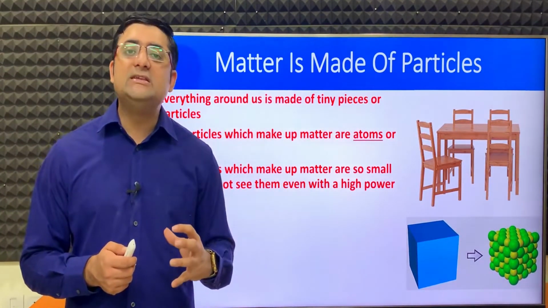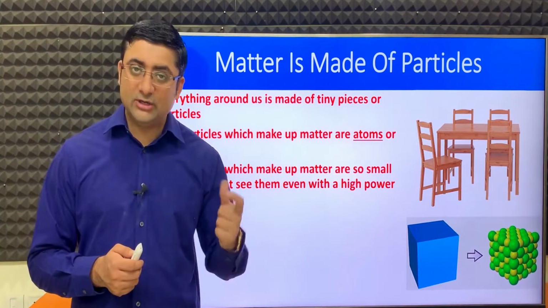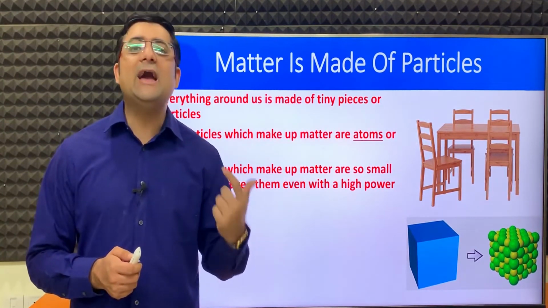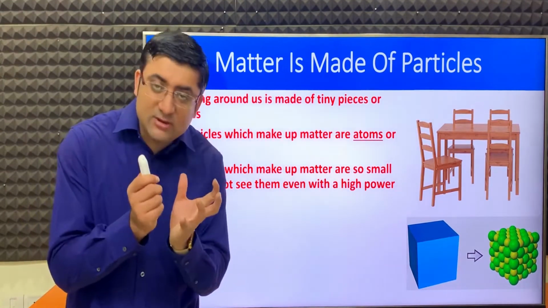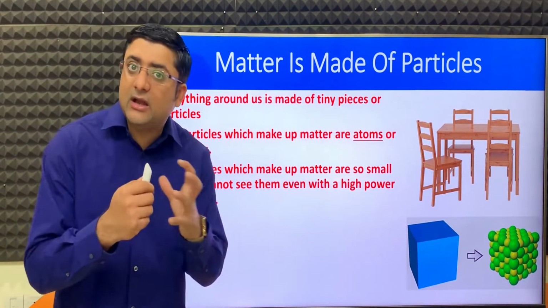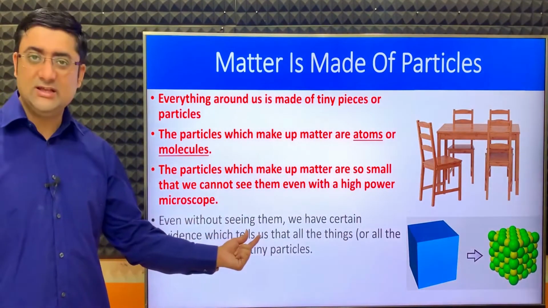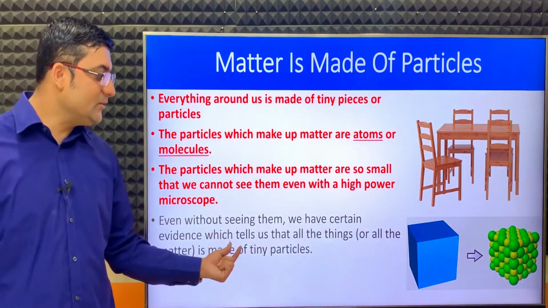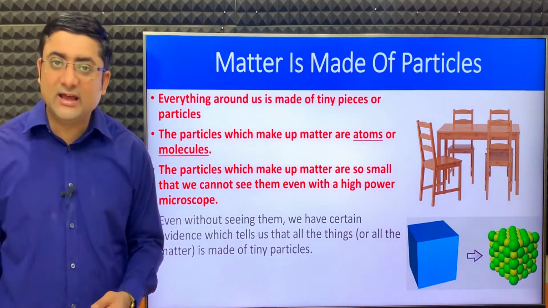So we'll see basically two things. One is diffusion and the other is Brownian motion. So experiments on diffusion and Brownian motion tell us two things, guys. One, matter is made up of extremely small particles, and second, these particles are continuously moving. Is this clear? So see, even without seeing them, we have certain evidence which tells us that all the things or all matter is made up of tiny particles.